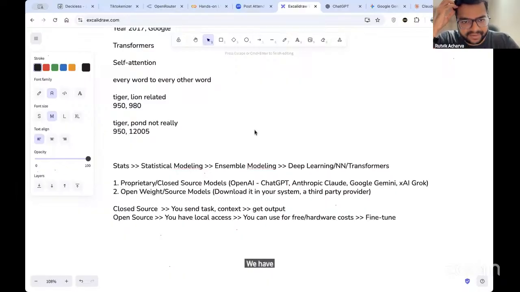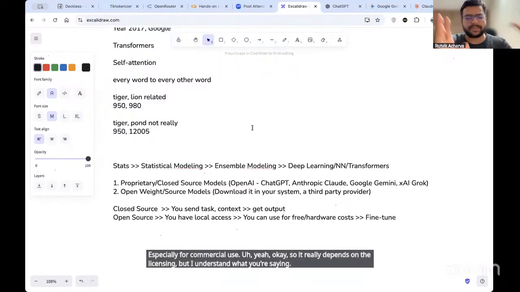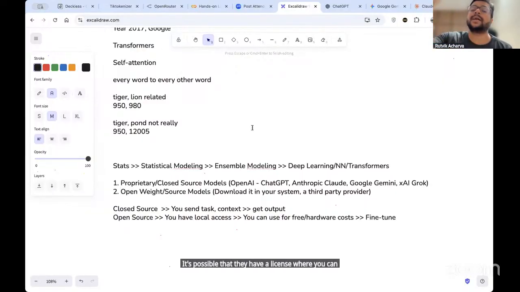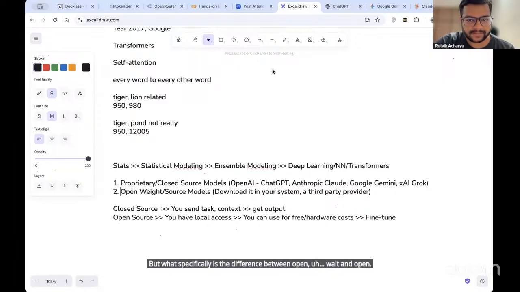We have Ahmed Raza: open weights are a bit restrictive, especially for commercial use. Yeah, okay. So it really depends on the licensing, but I understand what you're saying. It's possible that they have a license where you can use it, but you can't use it for putting in front of an end customer. So that's possible. Some of the Llama models have it and so on. But what specifically is the difference between open weight and open source? Anyone?